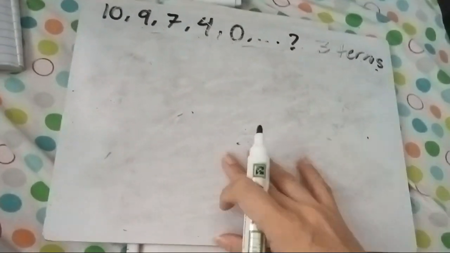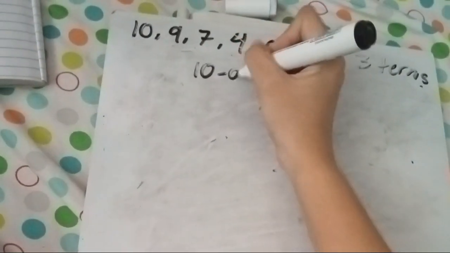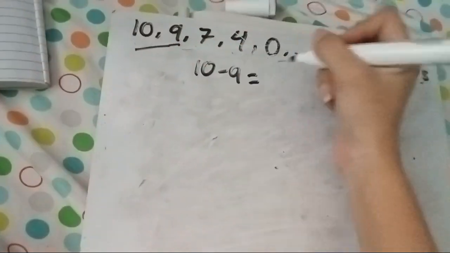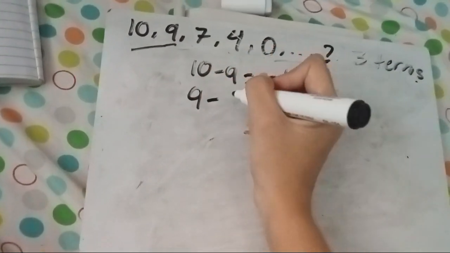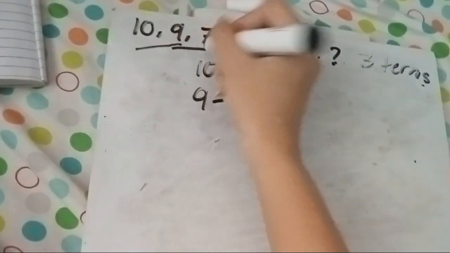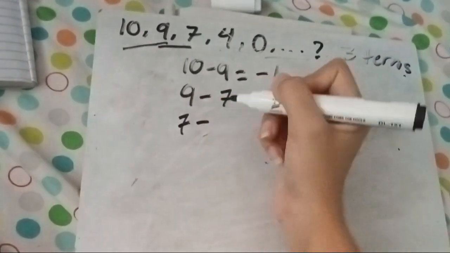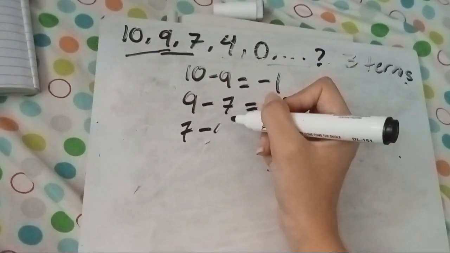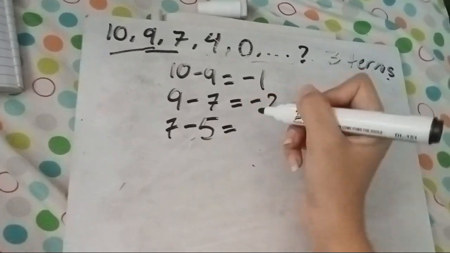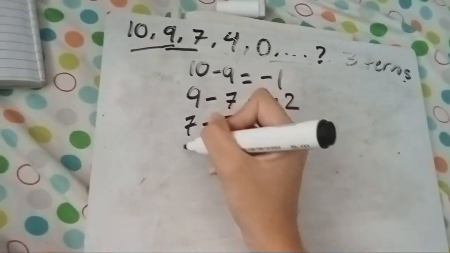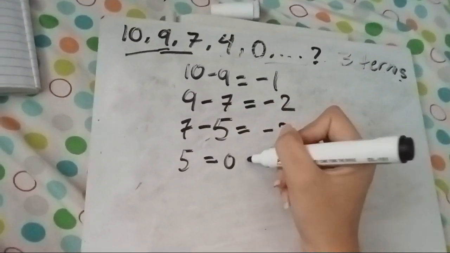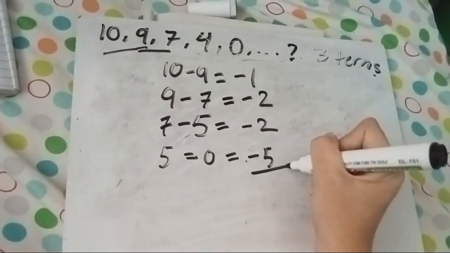Now let's find the next three terms of the given numbers. To compute the next three terms, we will apply the same procedure we did in the first question. So first term minus second term is equal to -1. Second term minus third term equals -2. Third term minus fourth term equals -2. And fourth term minus fifth term equals -5.